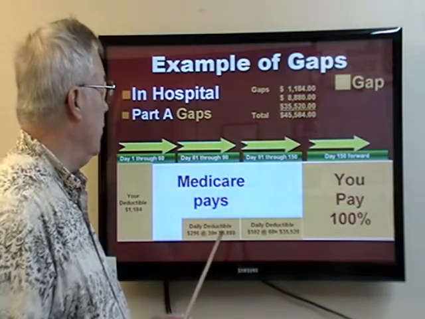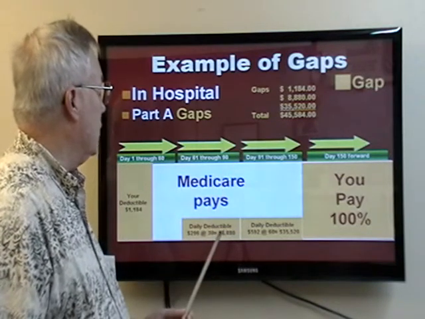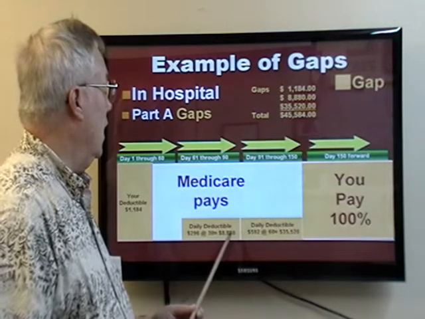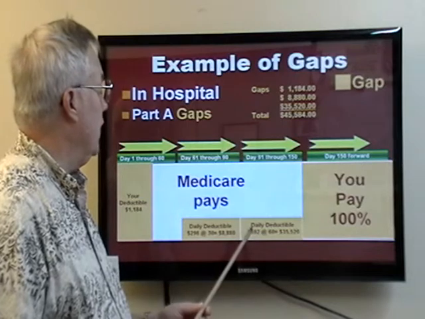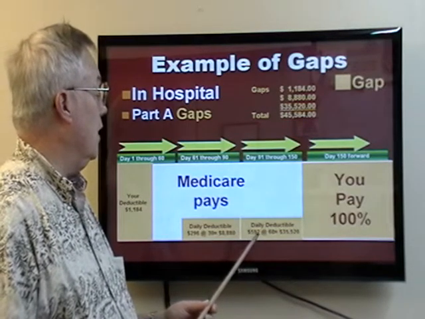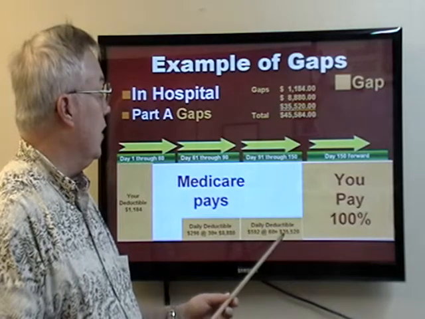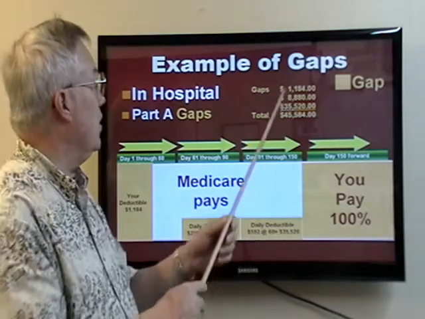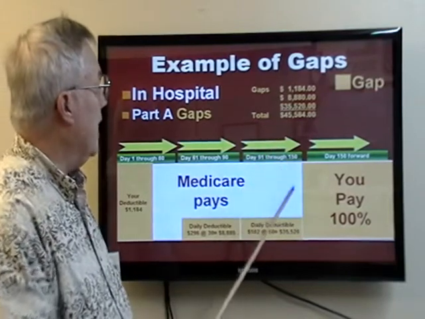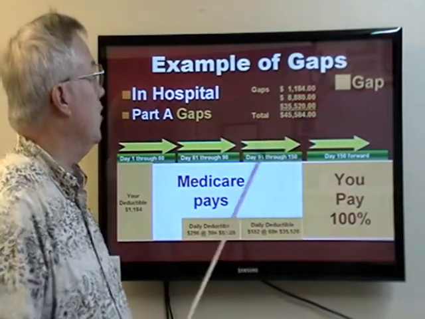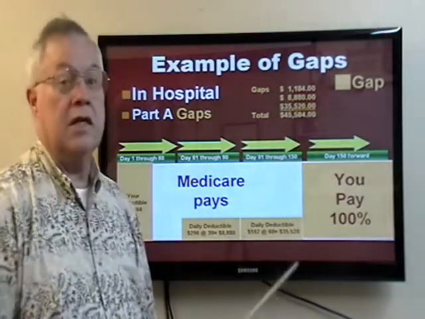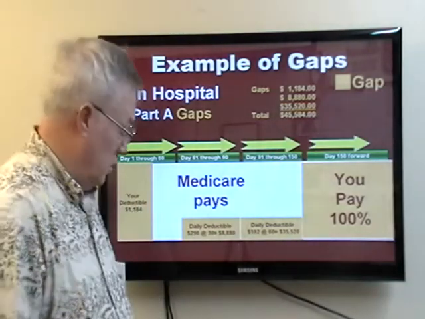And it goes all the way through day 90, so we're looking at $8,880 here in exposure. And then if you get to day 91, you go to a $592 a day deductible at $60. So you've got $35,000 exposure here. So let's take a look at the total here. If you are in the hospital, if you get out in 150 days, you've got an exposure of about $45,584. Anything past that, you pay 100% yourself.